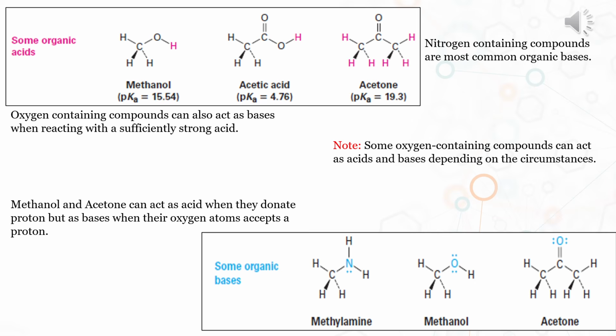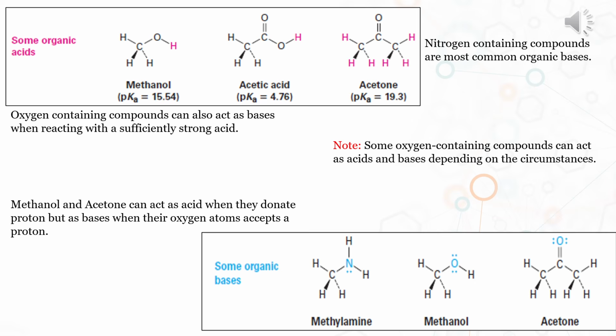Now let's move to the next idea. Nitrogen-containing compounds are the most common organic bases. This is because nitrogen has a lone pair of electrons that can easily accept a proton. A good example shown in this slide is methylamine, which clearly acts as a base due to the nitrogen atom present.